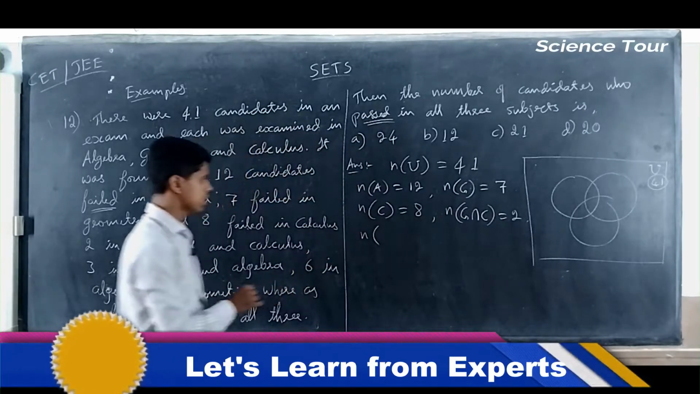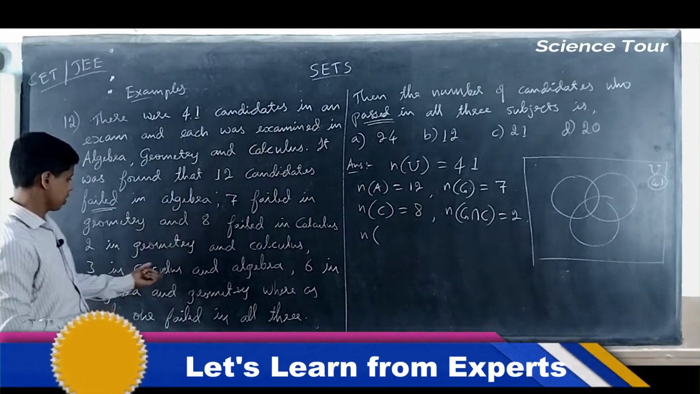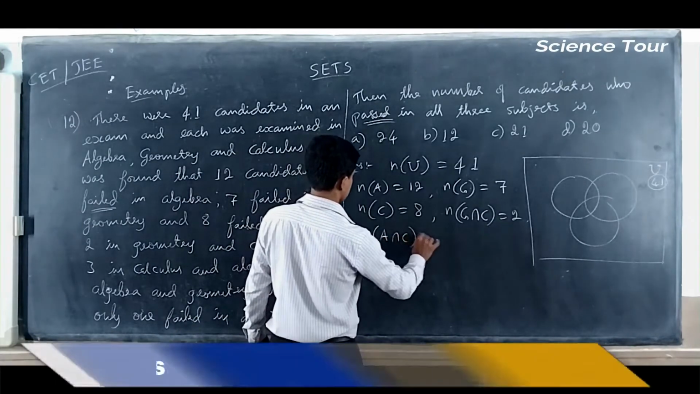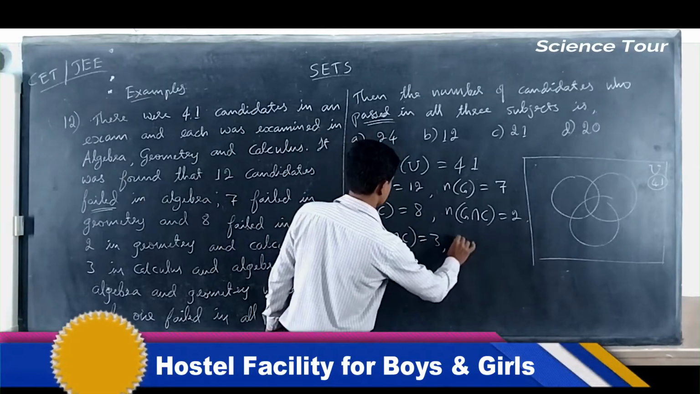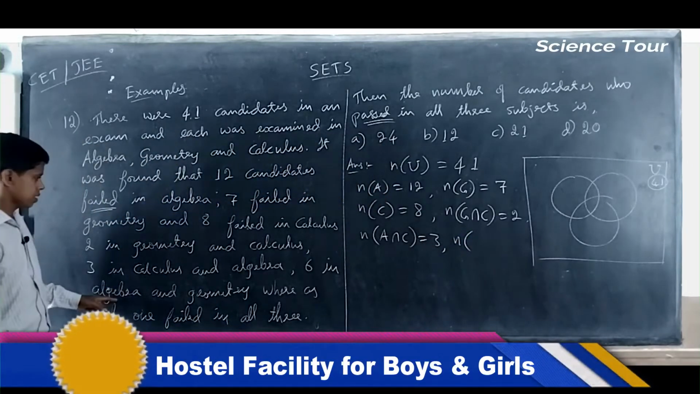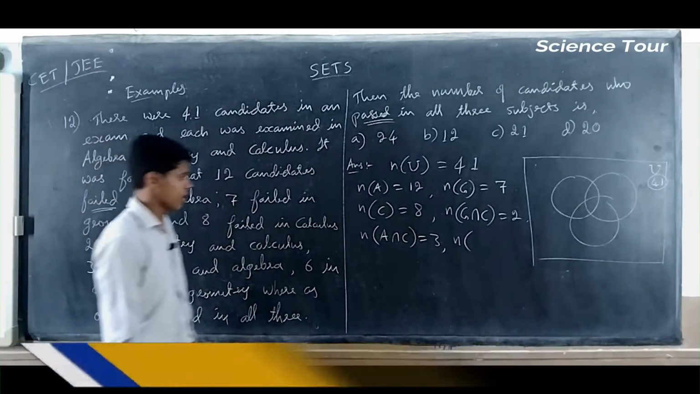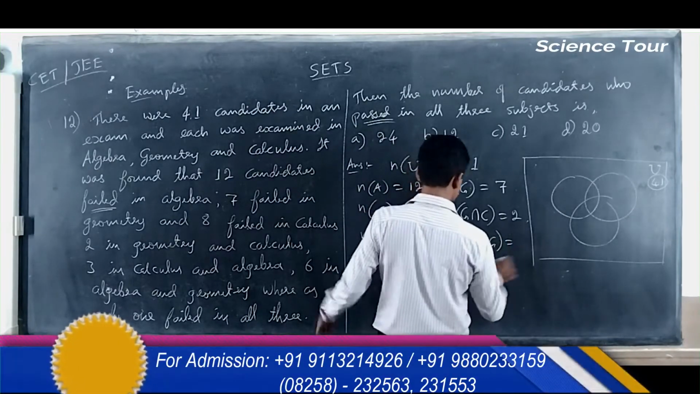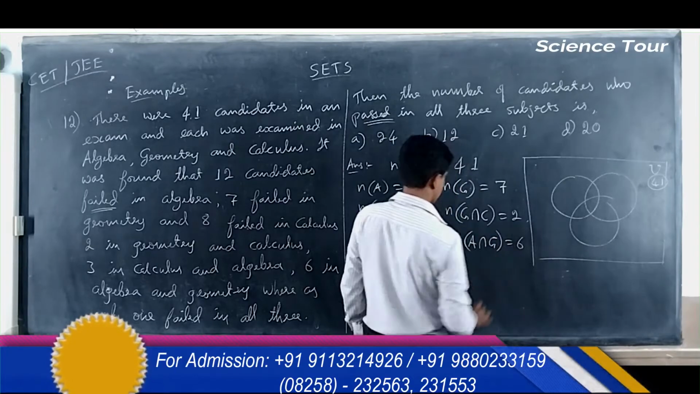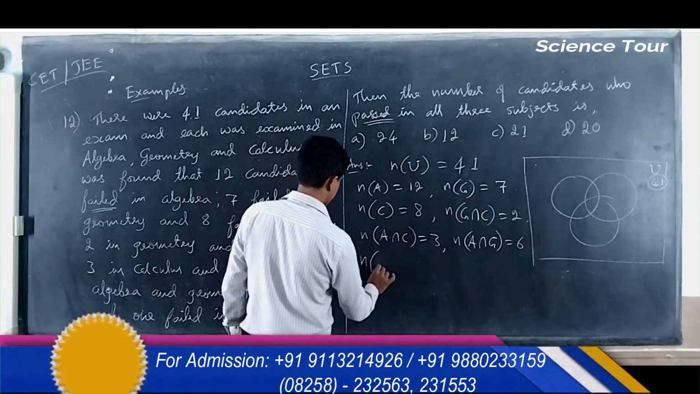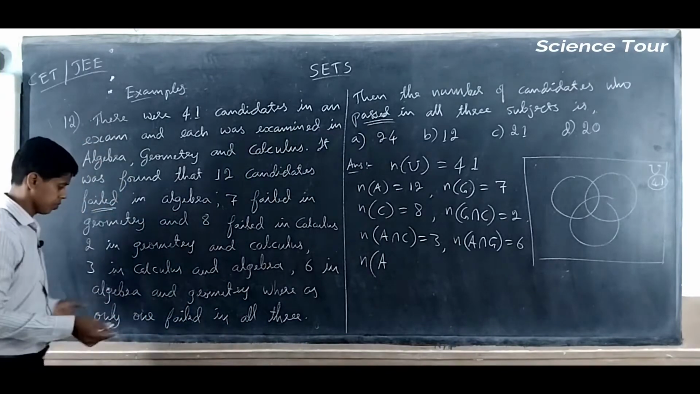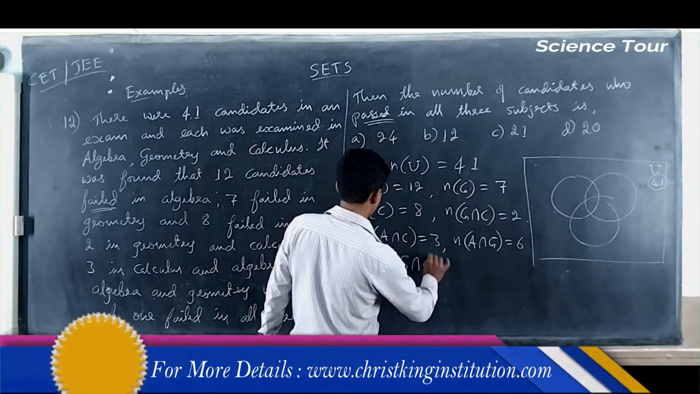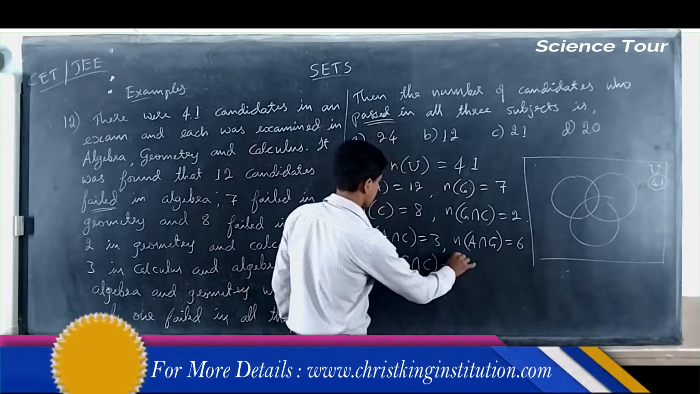Then what is the next detail that is given to us? 3 in calculus and algebra, so algebra and calculus is 3. And the last thing is algebra and geometry, that is 6. Well, the last thing given is how many have failed in all the 3: they have failed in A, in geometry G, and in calculus. Only 1 has failed in all the 3.